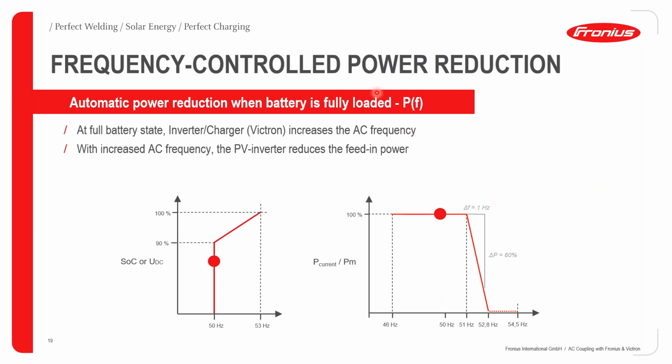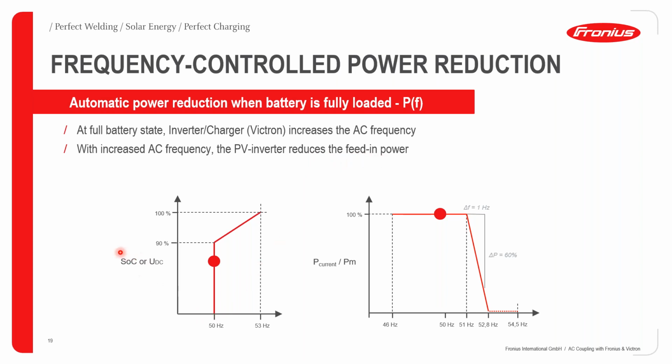So there has to be an automatic power reduction when the battery is fully charged, and this is frequency dependent. When the battery is at near full state of charge, the battery inverter, in this case the VICTRON inverter, will increase the AC frequency, and with the increased AC frequency, the PV inverter will reduce the amount of power it is producing, or the amount of power it is feeding in to the local grid.